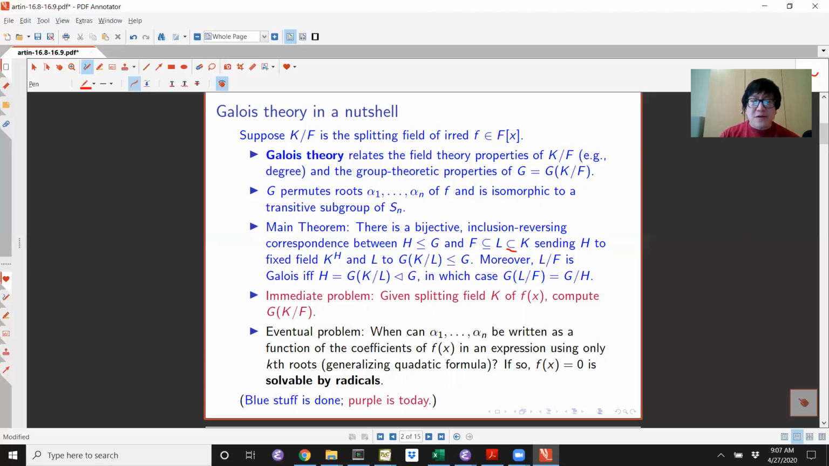We're going to look at the question of when α1 through αn can be written as a function of the coefficients of f, using only radicals. That is, for which degree polynomials is there some generalization of the quadratic formula? You can look it up, but there is such a thing as a cubic formula and a quartic formula. As we'll see, it follows from Galois theory that there is no such thing as the quintic formula.